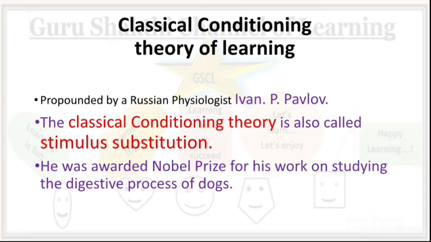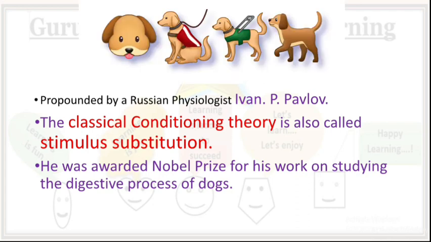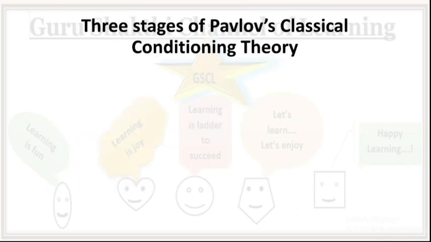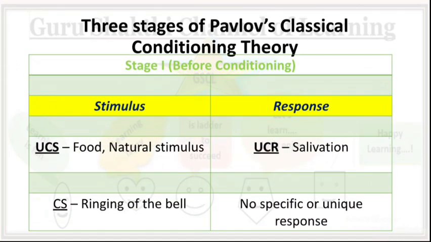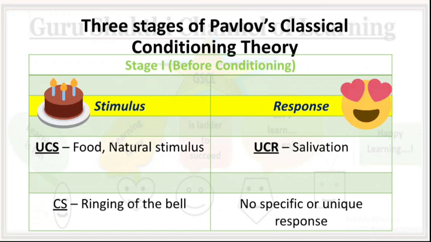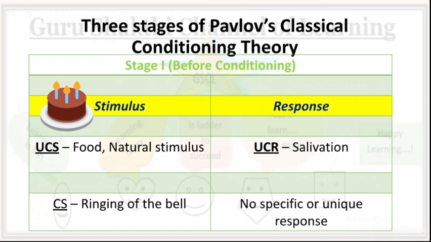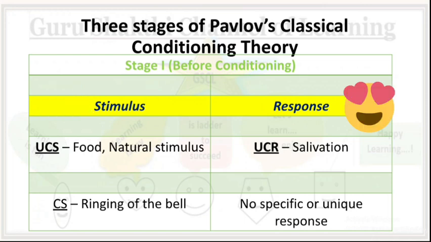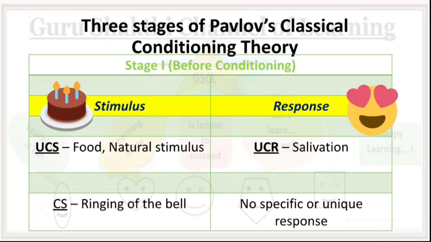Ivan P. Pavlov was also awarded the Nobel Prize for his work on studying the digestive process of dogs, which helped to propound this theory. This theory has three stages in it. So, before stage 1, let us focus on stimulus and response. Stimulus is anything that grabs our attention and makes us react verbally or non-verbally. Our reaction is the response.